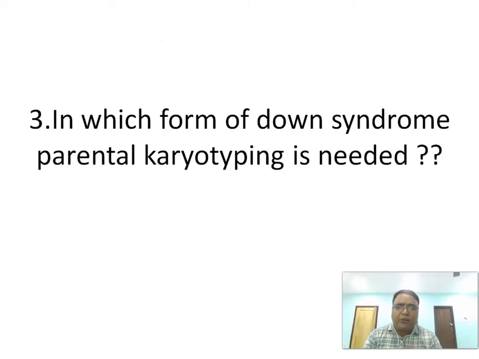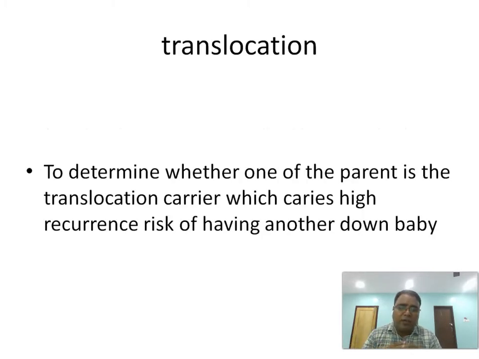Next, in which form of Down syndrome is parental karyotyping needed? It is not that in all cases of Down syndrome we will send karyotyping of the parents. It is only in case of translocation. When you get a Down syndrome baby, and the cause is translocation, in that case we have to do karyotyping of the parents to determine whether one of the parents is a translocation carrier, which carries a high recurrence risk of having another Down baby. If one parent is carrying a translocation, there is more chance of getting another Down syndrome baby.